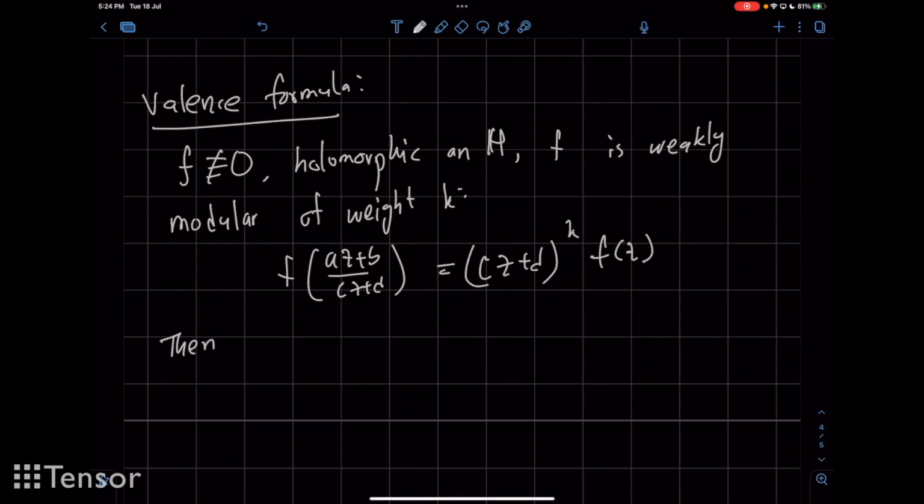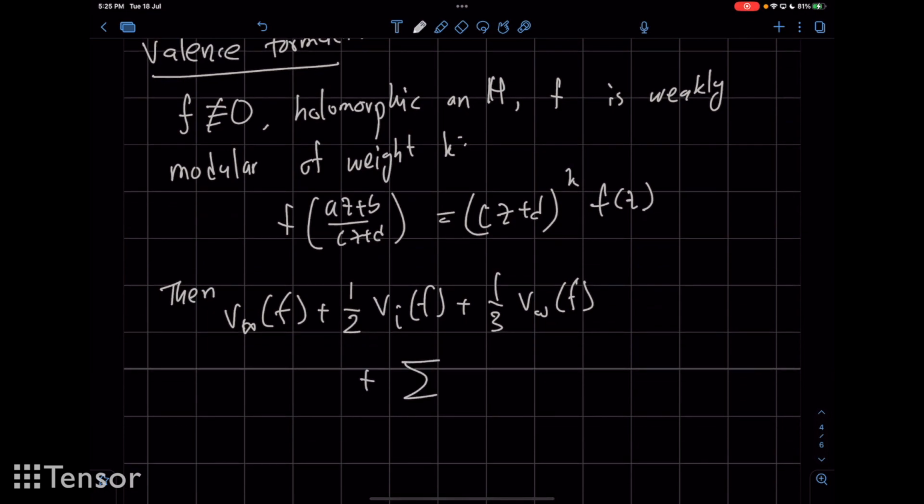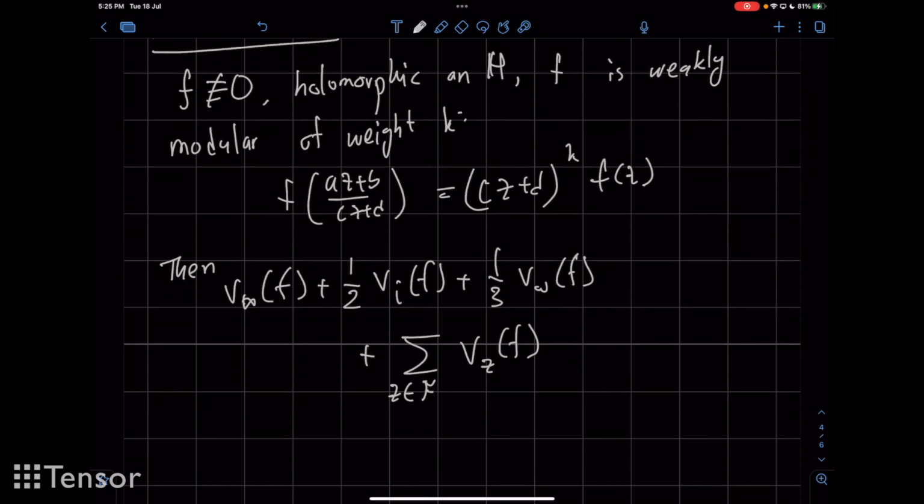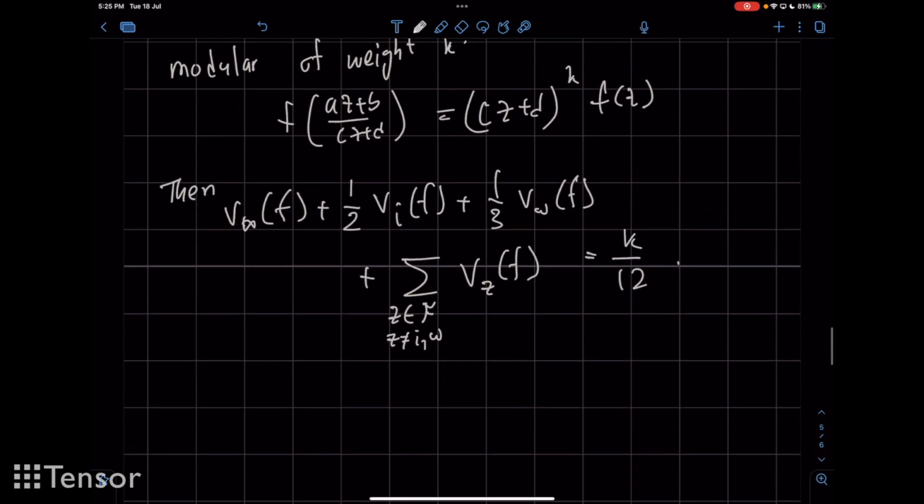Then, let's first state it, then I'll explain what these terms mean. v_infinity of f plus 1/2 v_i of f plus 1/3 v_omega of f plus the sum of v_z of f, where z is in the fundamental domain and z is not equal to i or omega, is equal to k over 12. So what do these v's mean?